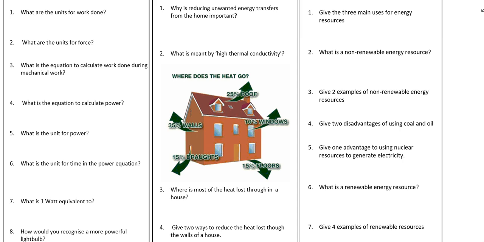What are non-renewable energy resources? What are renewable energy resources? Give an example of non-renewable and renewable. Disadvantages of using coal and oil. Advantages of nuclear resources. Next one, where is most of the heat lost from a house? Give two ways to reduce the heat loss through the walls of a house. How would you recognize a more powerful light bulb?